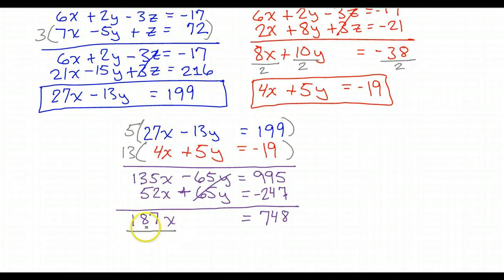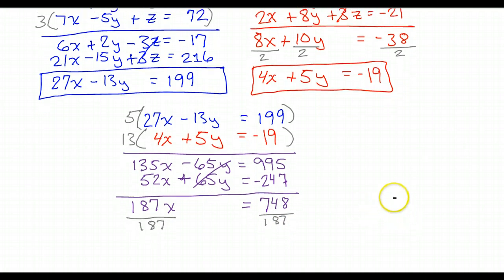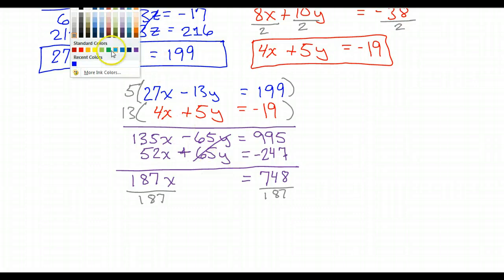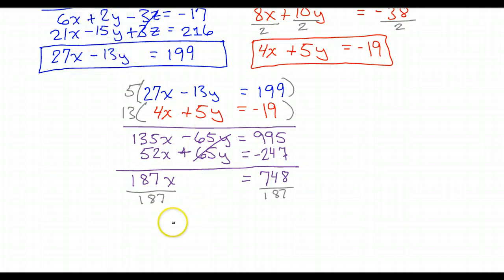Anyways, if I want to get the x by itself, I need to divide both sides by 187. Okay, and if we did this right, this should go in evenly. I just remember that this wasn't a decimal or a fraction. Which isn't to say that it could never be. It could be, but it's not today. So that does go in evenly and makes x equals 4. So that is one of our values.